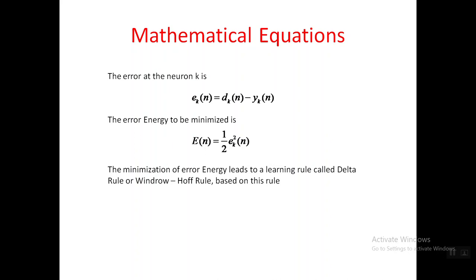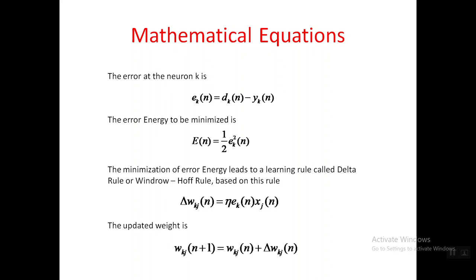Based on this rule, we need to change our weights. Here wkj of n is the weight between the jth neuron and the kth neuron, and the change in weight will be delta wkj of n equal to eta ek of n xj of n. We know that eta is the learning rate, ek of n is the error produced by the desired response and the actual response, and xj of n is the input of neuron k, one single entity of the input. This is the change in weight. Now how to update the weight? The update of the weight is wkj of n plus 1 equal to wkj of n plus delta wkj of n. So this rule is very simple.